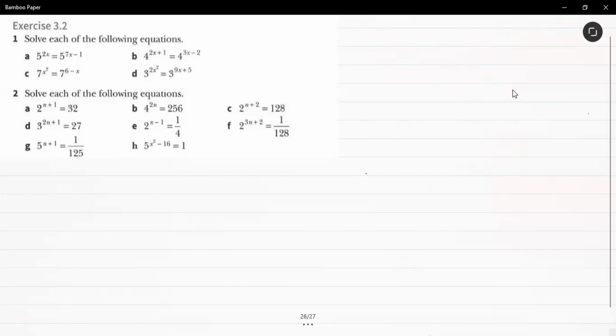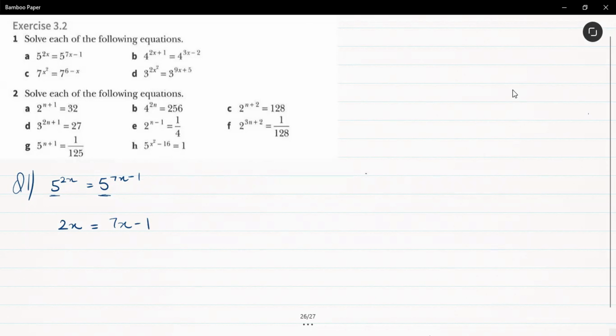Okay, so for question number one, just remember the concept of comparing the powers throughout this exercise. So 5 to the power 2x, they've told us, is equal to 5 to the power 7x minus 1. For now, it's straightforward. We do not need to do anything extra. Just simply compare the index values. Both of them are the same, so the powers are the same: 2x is equal to 7x minus 1.